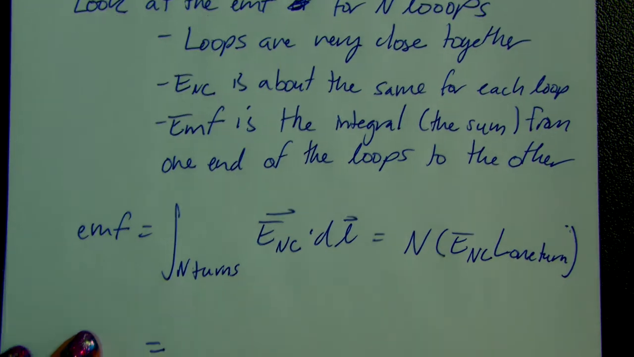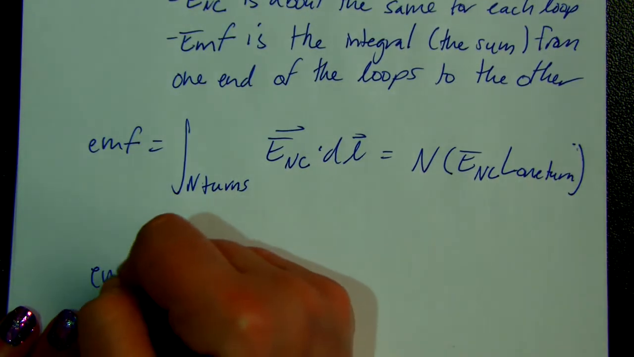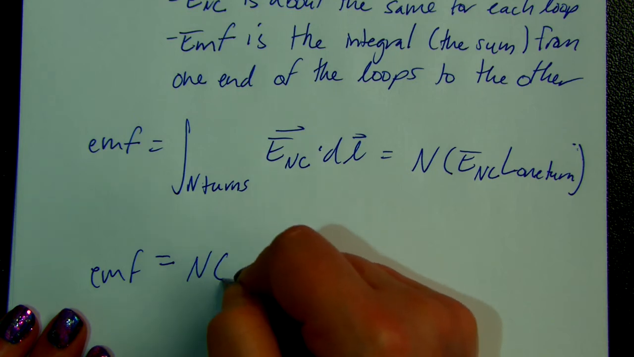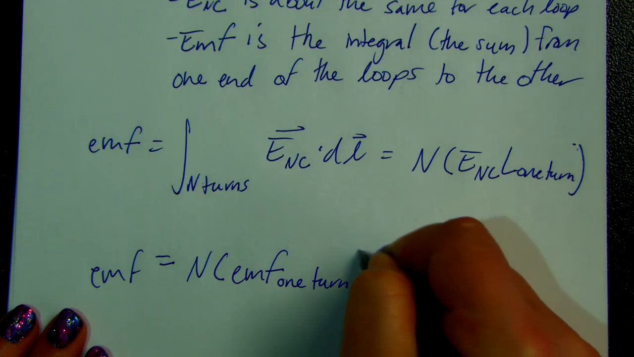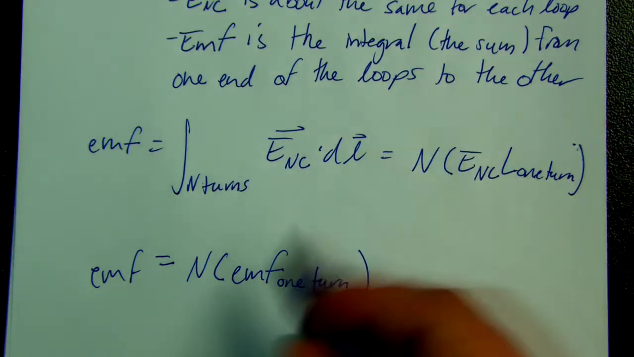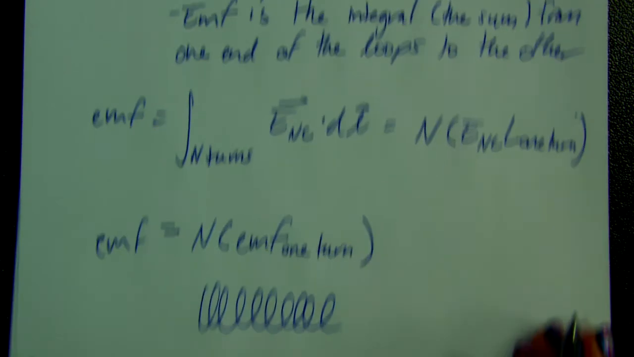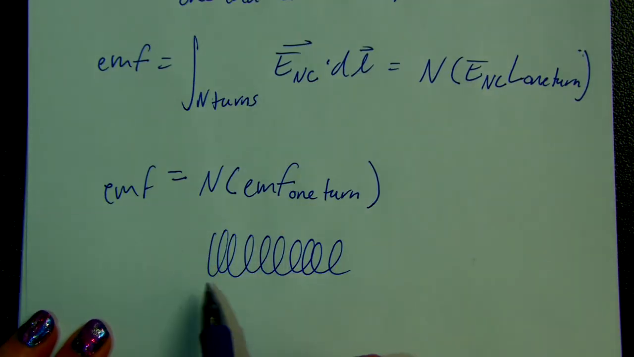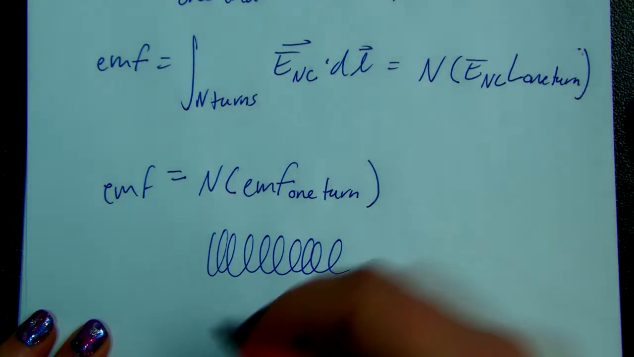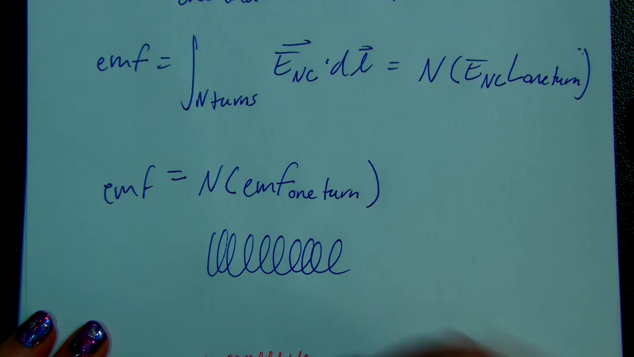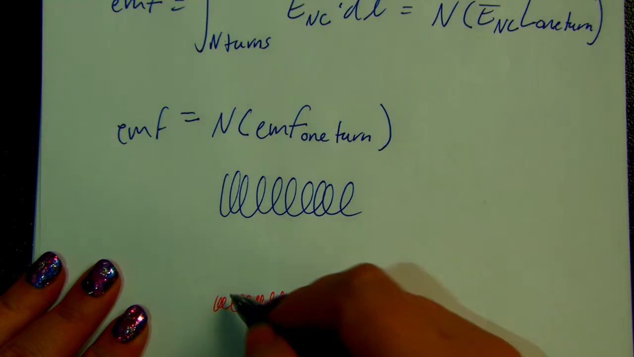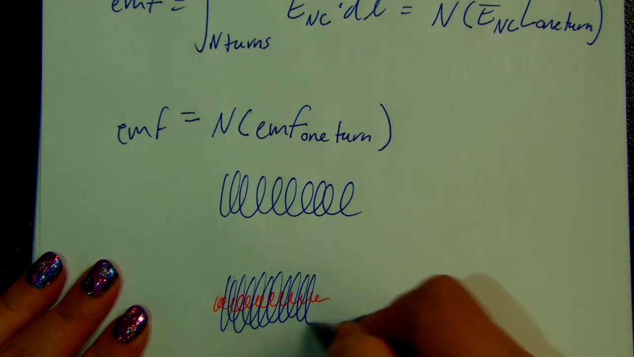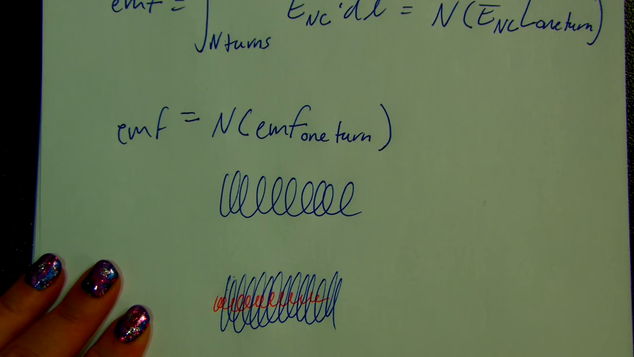And so EMF is equal to the number of loops times the EMF of one turn. So when you've got a coil of wire where they're all closely bound together, you would just scale the EMF as a function of the number of turns. Essentially you've got your solenoid, where you are varying the current and thus varying the magnetic field, and then you might have all of these turns around it.